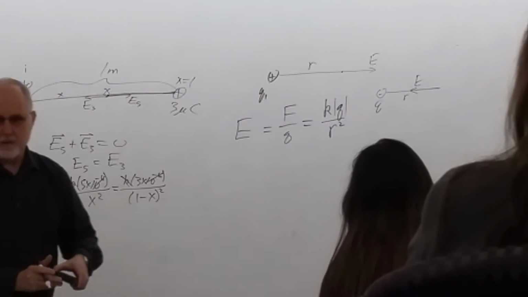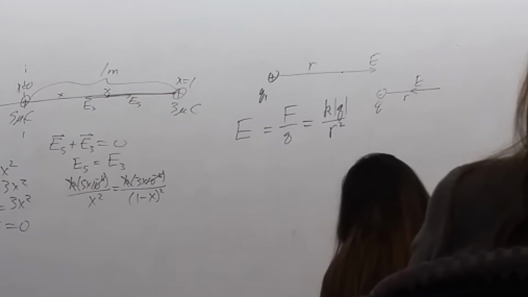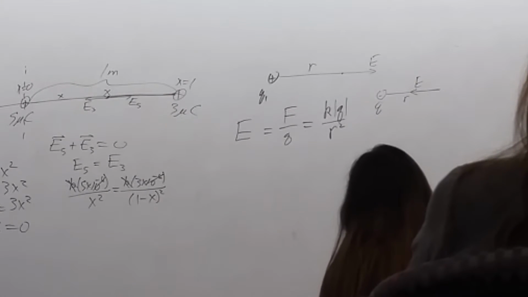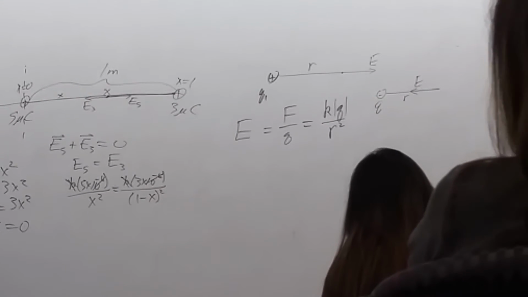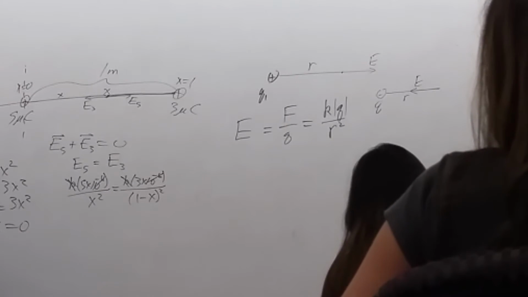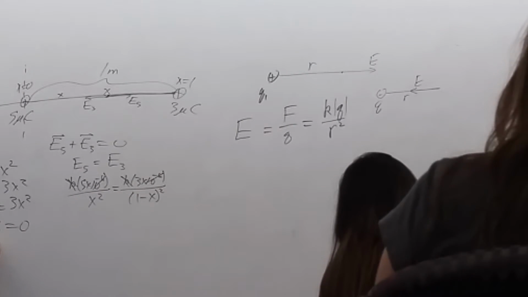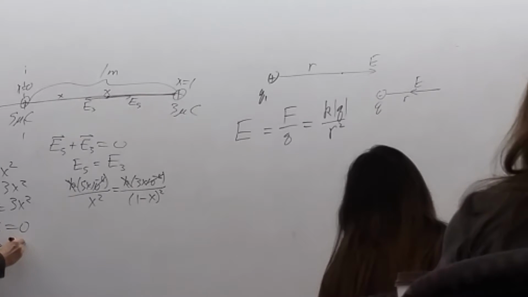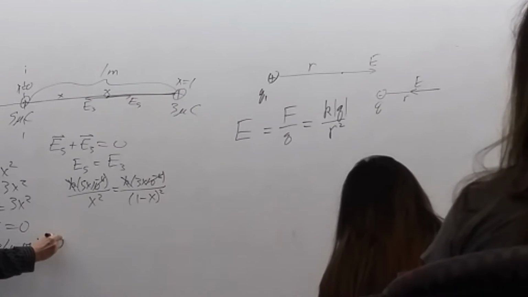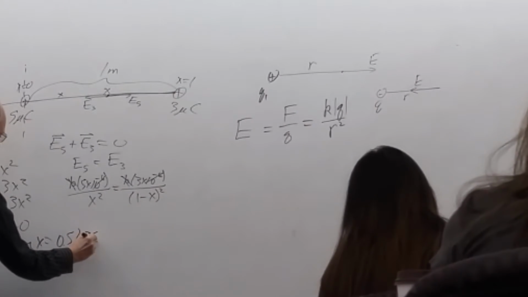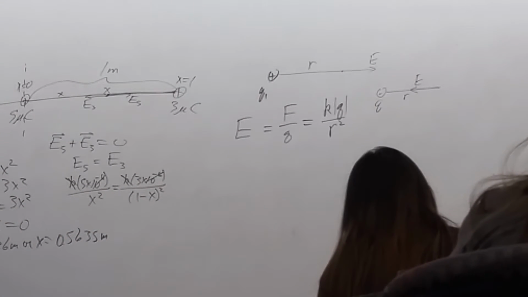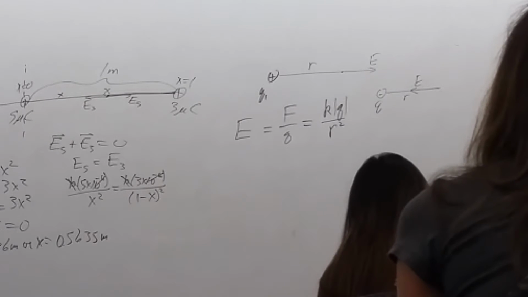Got a little quadratic equation again. And so I've got a is 2, and b is negative 10, and c is 5. And that gives me x is either 4.436 meters or x is 0.5635 meters, which would be the correct answer.